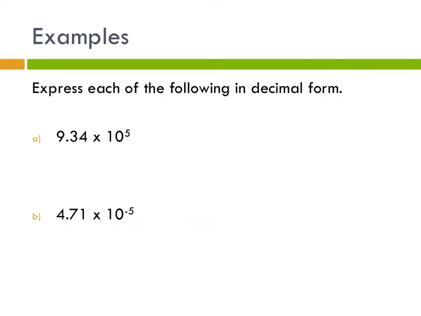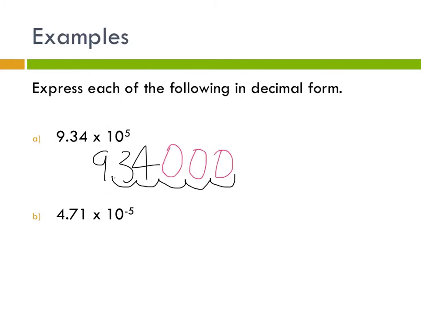What happens if we were asked for these? Express each of the following in decimal form. So this is them in their scientific notation, and it wants you to go the reverse way. So let's write down 9.34, and it's to the positive 5, so it's going to become a bigger number. So I'll go 1, 2, 3, 4, 5, which means that I must have another 0 here, and in here, and in here. So my answer becomes 934,000. That is 9.34 times 10 to the 5th.